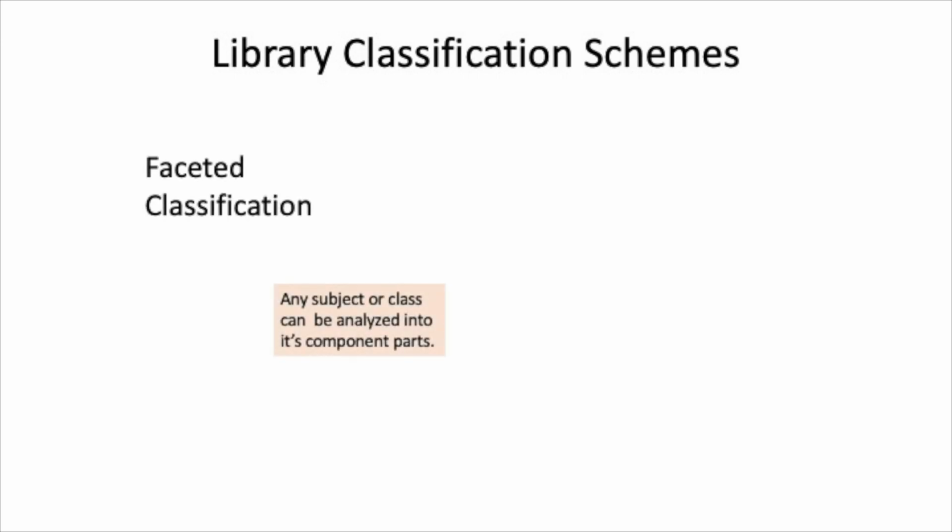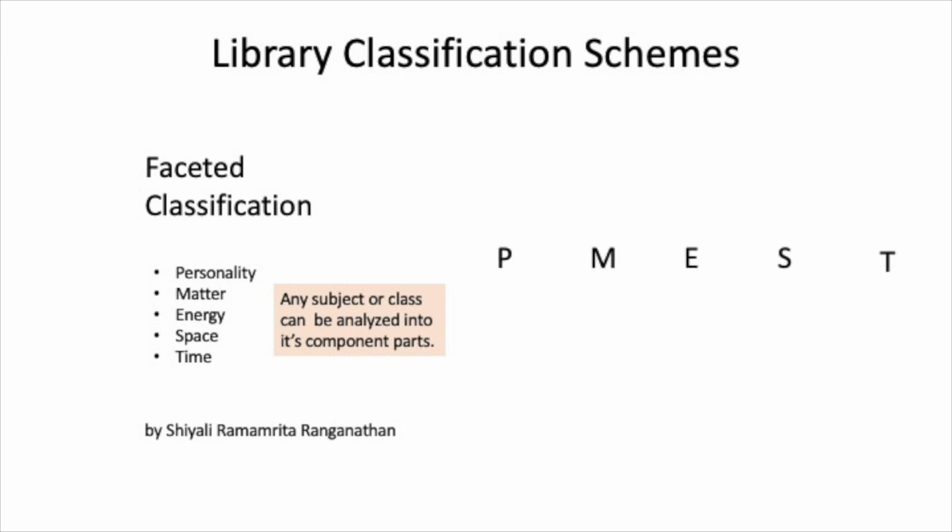Basically, any subject or class can be analyzed into its component parts. We'll use an example of a universal faceted classification scheme. It's from an early faceted, or analytico-synthetic, classification system. It is also called Colon classification. The facets are personality, matter, energy, space, and time or P, M, E, S, T.